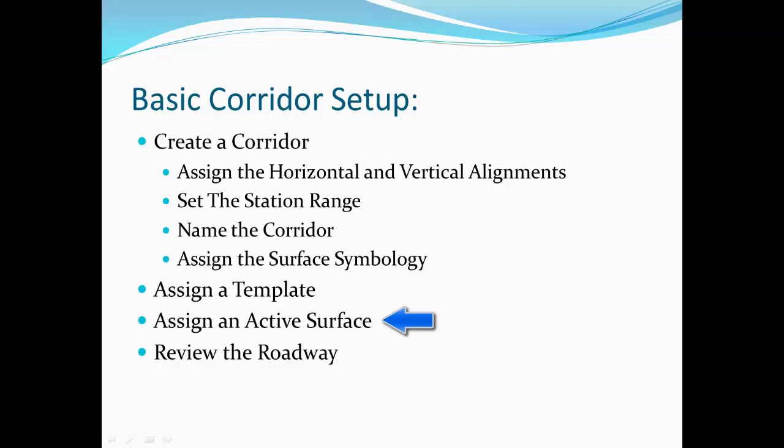Assigning the active surface. Once you have a corridor and a template drop, you must set the active surface that the template end conditions will attempt to connect to. If you've only added one surface to Corridor Modeler, it will automatically set that surface as the active surface.